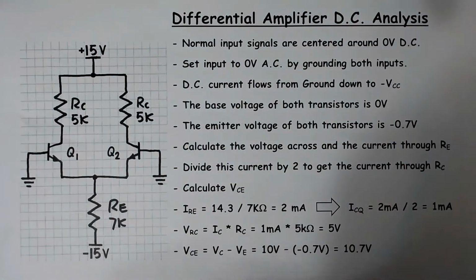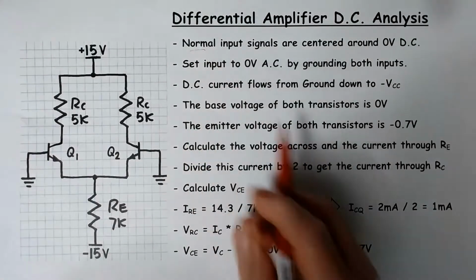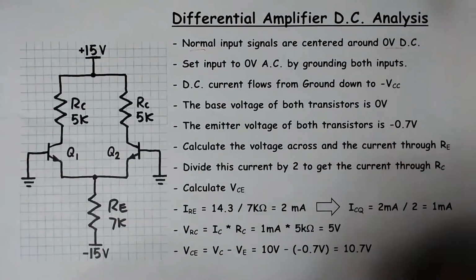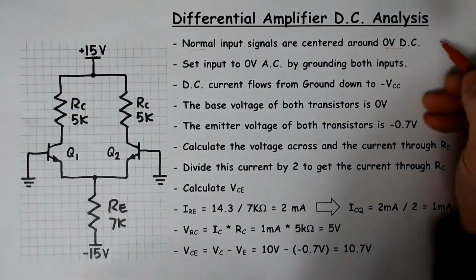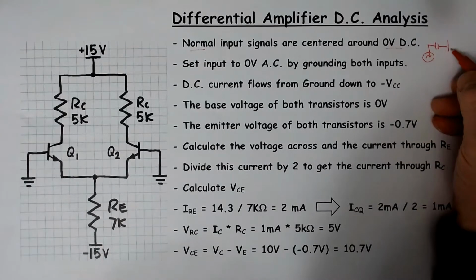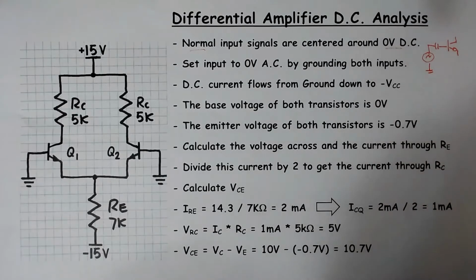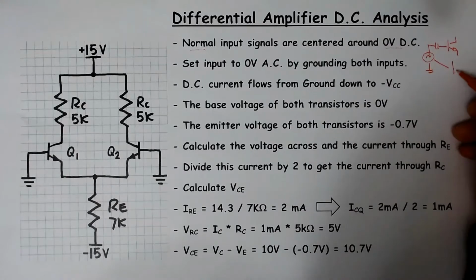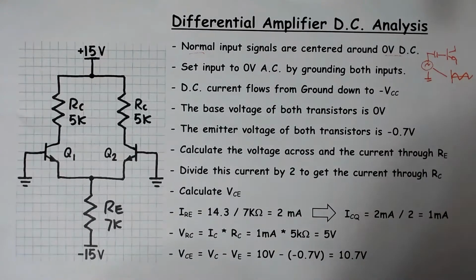Now, when you apply a signal to a differential amplifier, the normal input signals are centered around 0 volts DC. So what that means is you're applying an AC signal to a differential amplifier, and you're applying that AC signal to one input, to the base of one transistor, through a capacitor. So you take an AC signal and you apply it to that transistor there. And when we say it's centered around 0, what we're saying is that the signal itself is basically plus or minus voltage with the center point at 0.